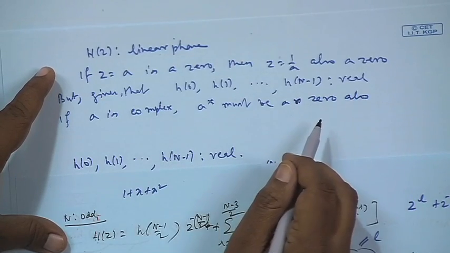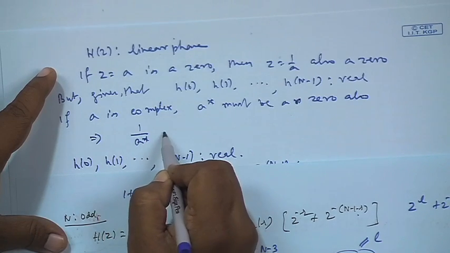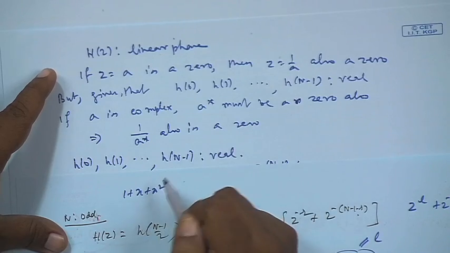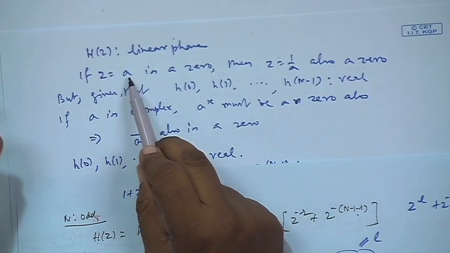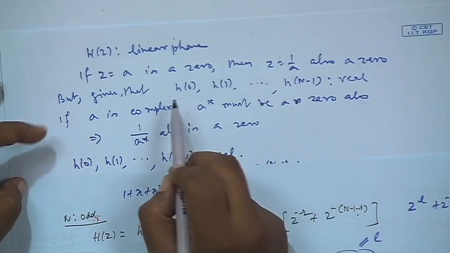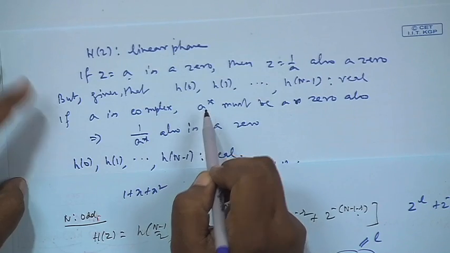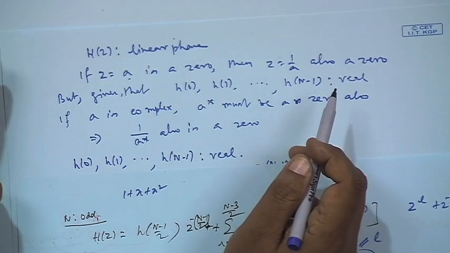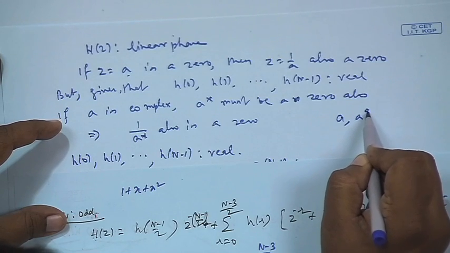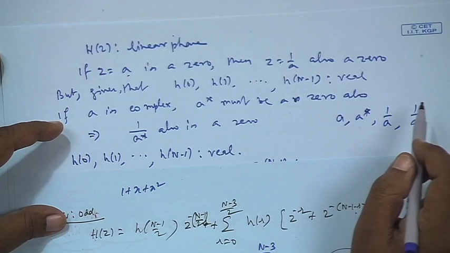But since the filter is linear phase, this also implies 1 by A star is a 0. First, for any root A, any 0 A, 1 by that is a 0. And separately, if the filter coefficients are real and A is complex, A star is a 0, and therefore 1 by A star is also a 0, because the filter is linear phase. So together we have A star, 1 by A, 1 by A star, 4 roots together.